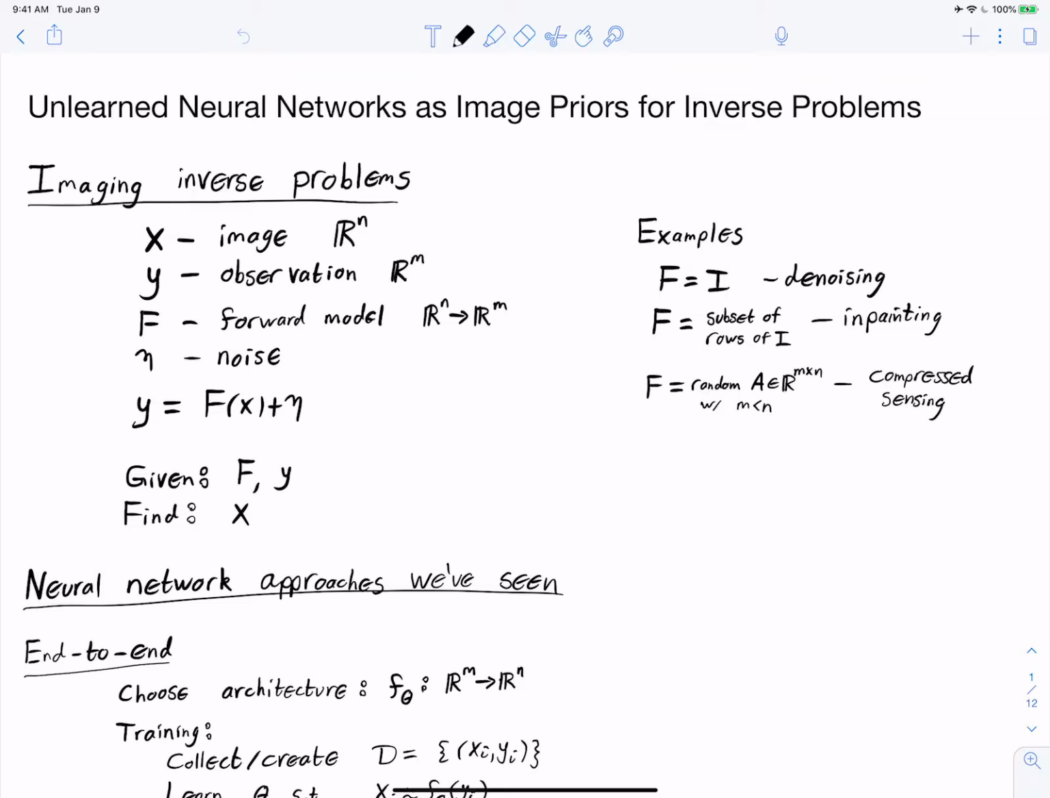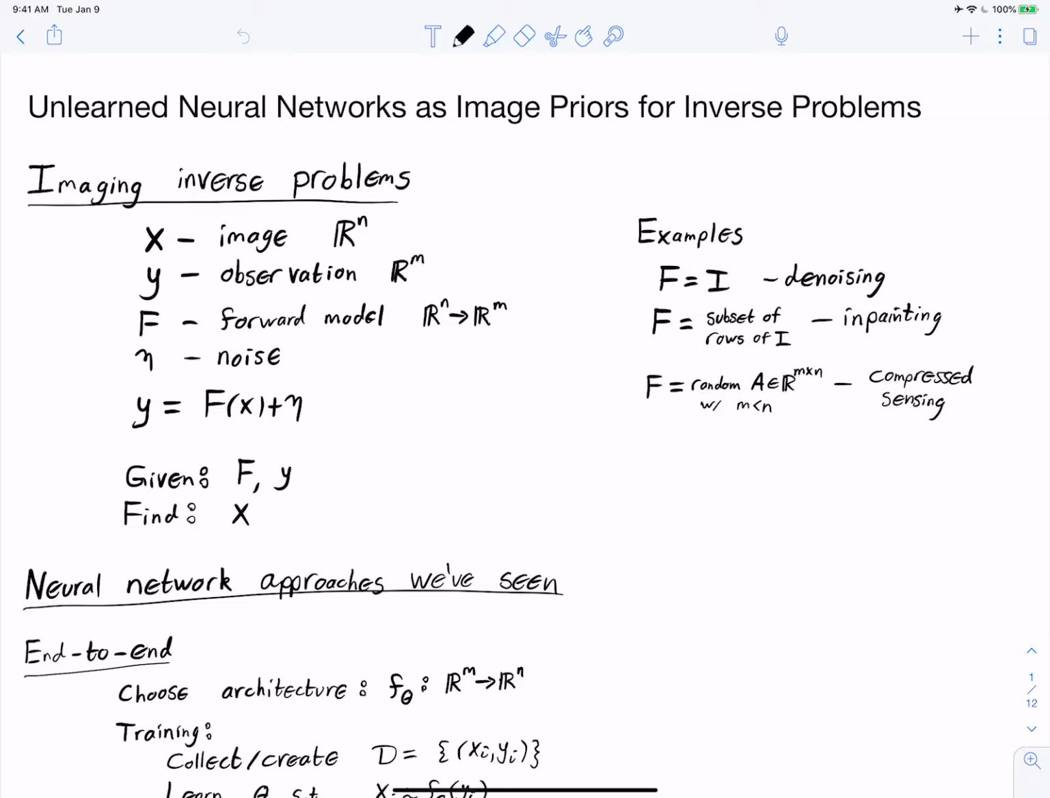Well, we'll consider problems from imaging. So let's let x be an image, which is in R^n, so it has n degrees of freedom. And let's let y be the observations of this image. We'll assume we have m of those, and so this lives in R^m. There's going to be some forward model or degradation model, capital F, and this is going to be a map from R^n to R^m. There's going to be some noise, which we'll call eta, and so our observations are y equals F of x plus eta. The inverse problem is: given F and given y, find x.